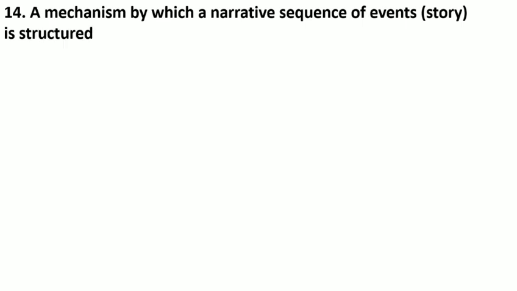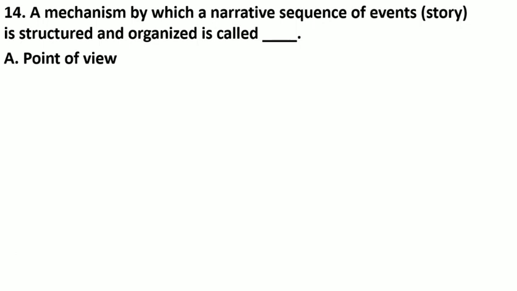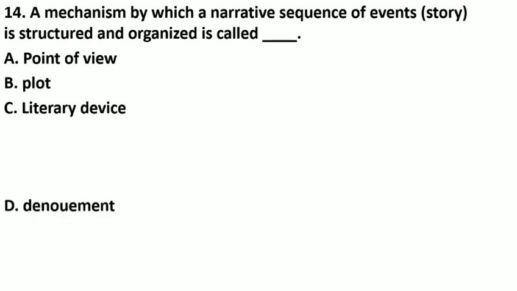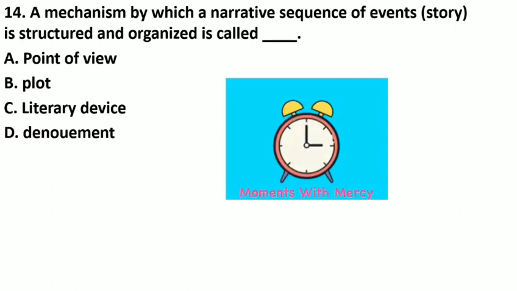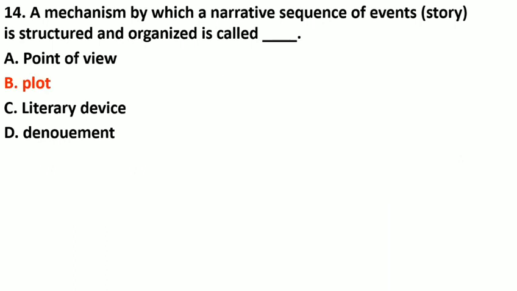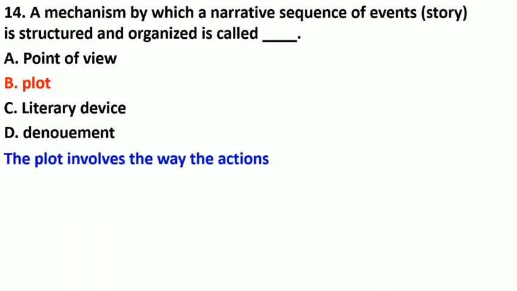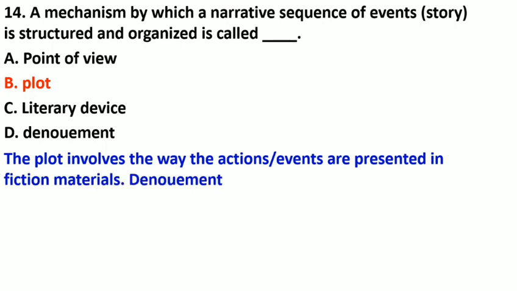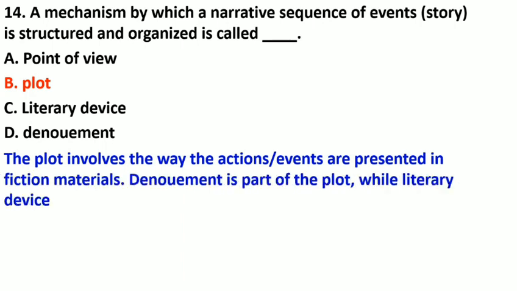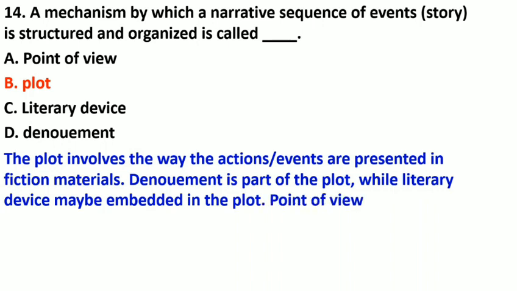Number 14. A mechanism by which a narrative sequence of events or story is structured and organized is called A. Point of view. B. Plot. C. Literary device. And D. Denouement. The correct answer here is option B. Plot. The plot involves the way the actions or events are presented in fiction materials. Denouement is part of the plot, while literary device may be embedded in the plot. Point of view is angle of narration.